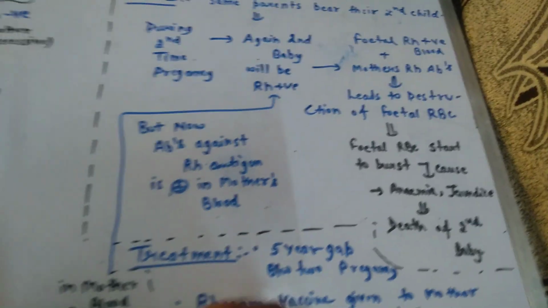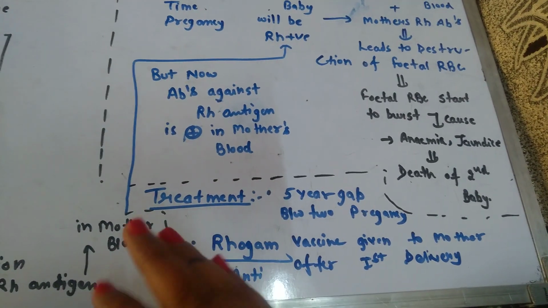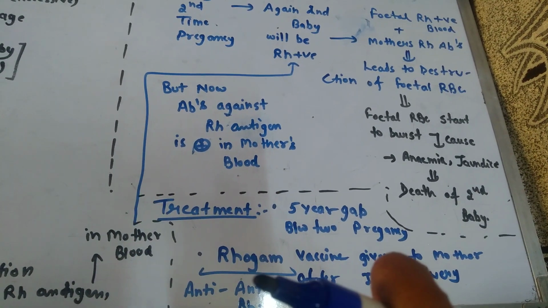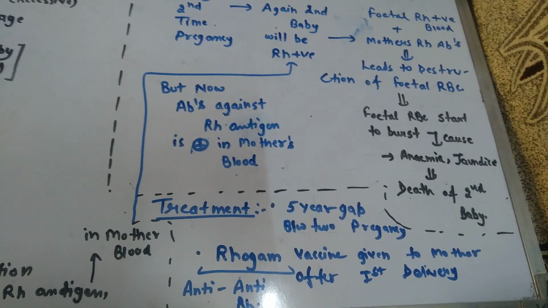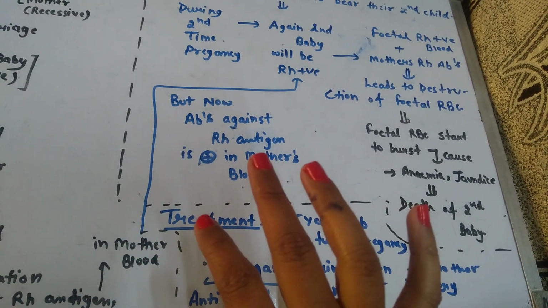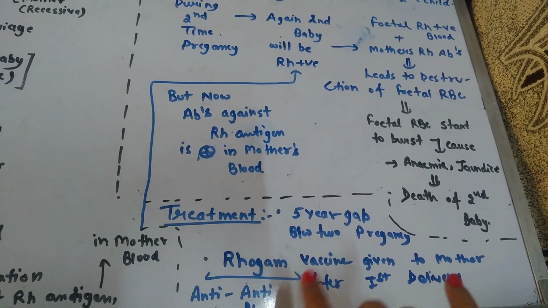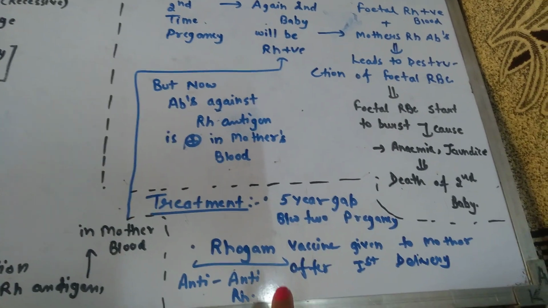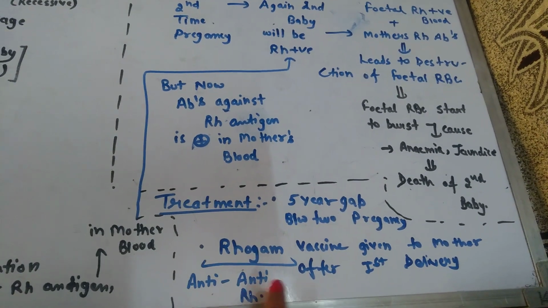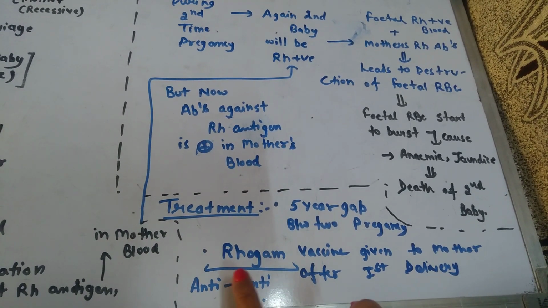So what is the treatment for this? You can take a gap of approximately 5 years between two pregnancies. A 5-year gap between two pregnancies can help destroy the antibodies formed against the Rh antigen. After a 5-year gap, the antibodies formed against the Rh antigen start to be destroyed. And there is also a vaccine called Rogam vaccine. This is given to the mother after the first delivery. The Rogam vaccine is basically anti-Rh, that is, it acts against the antibodies which are formed inside the mother's blood. That's why it is called Rogam vaccine.